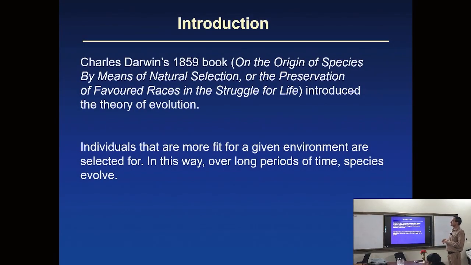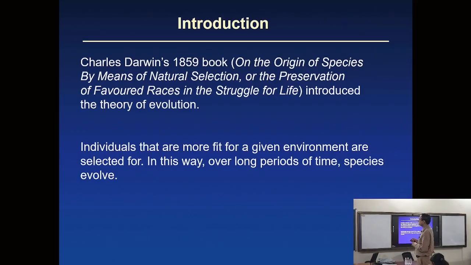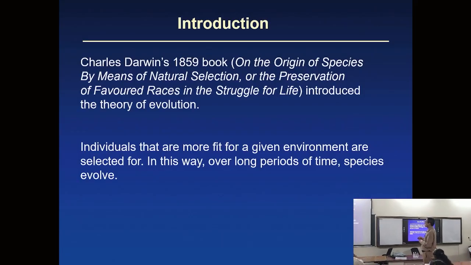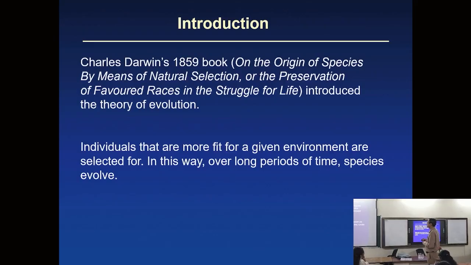So the father of evolution, Charles Darwin, published a book in 1859, and the name of the book is The Origin of Species by Means of Natural Selection, or the Preservation of Favoured Races in the Struggle for Life. This book introduced the theory of evolution. Has anyone read this book? Okay. I think it is a very interesting book.